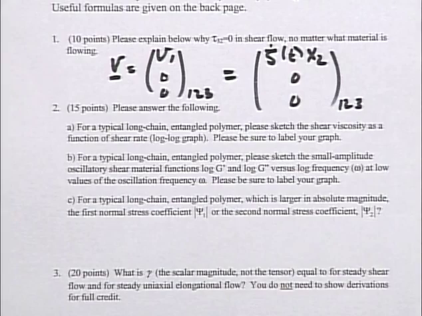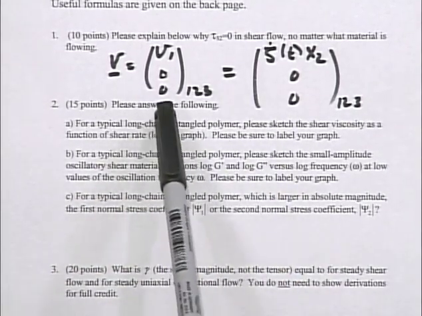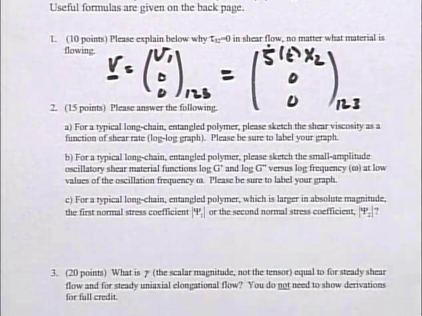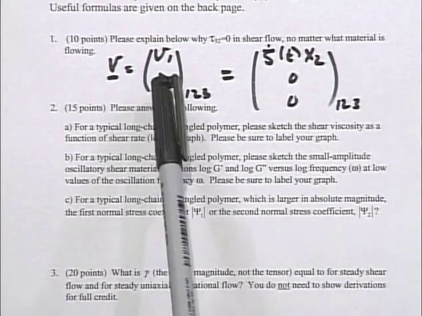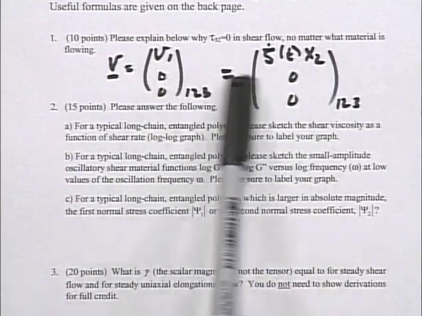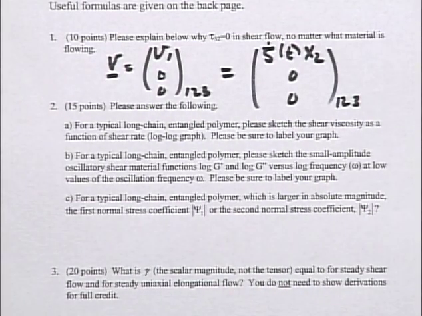And that's happening now, too. The presence of this word, shear flow, means this is the case, that the velocity is only in the one direction and that this is the velocity vector. And I'm asking, please explain why the tau21 from this flow is equal to 0 no matter what material is flowing. And that refers back to our discussion of the symmetry of this flow.